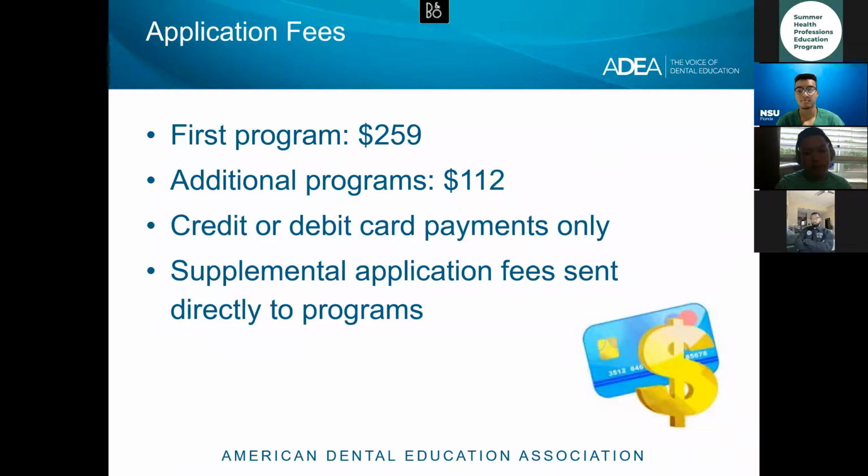To apply to dental school, the first designation is $259. Each additional designation is $112. We only accept credit and debit cards. No cash is accepted. Most programs charge what is called a supplemental application fee in addition to the ADEA AADSAS application fee. You will find the supplemental application fee in the program materials section in the ADEA AADSAS application, so make sure you check the application fee for each dental school you are applying to.